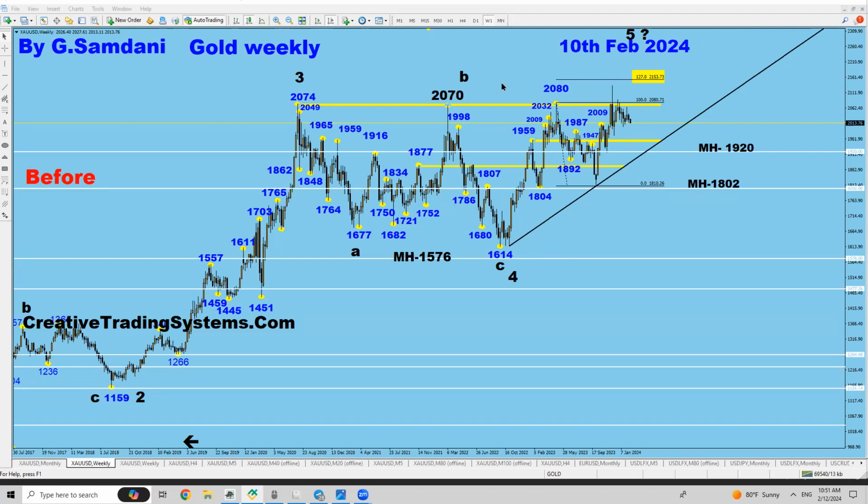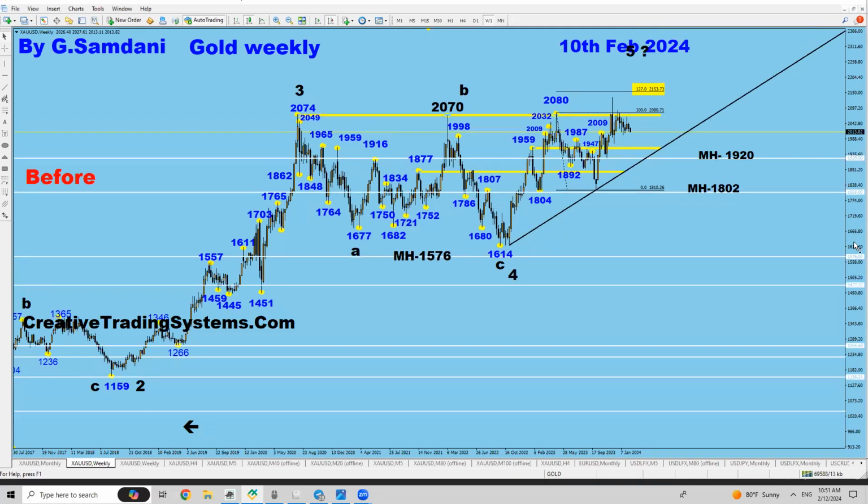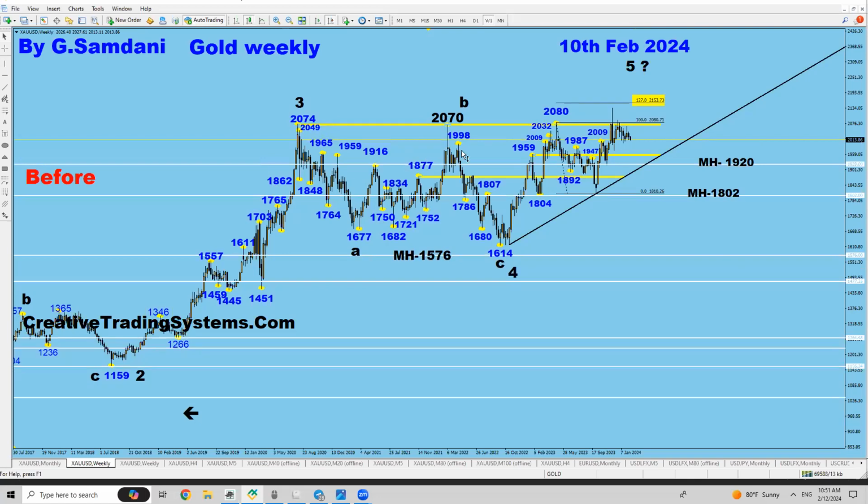So let's get started. A very nice setup is coming up, so we need to be ready. All right, this is my weekly chart. Over the weekend, on Saturday the 10th of February, I gave it to my subscribers and posted it on Telegram and all of that. And I explained in Sunday's webinar to my subscribers what's going to happen.